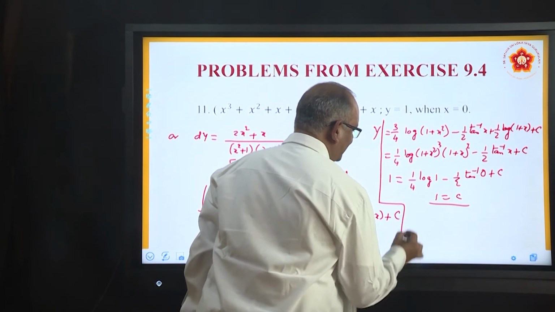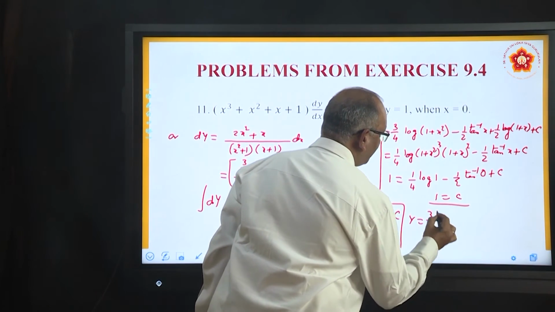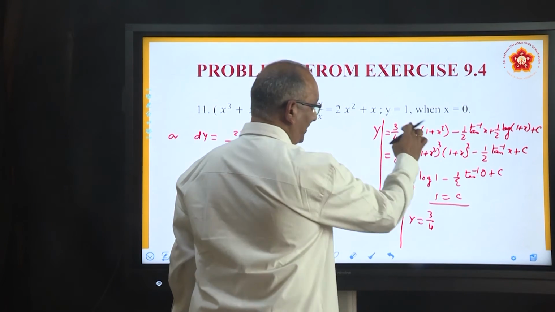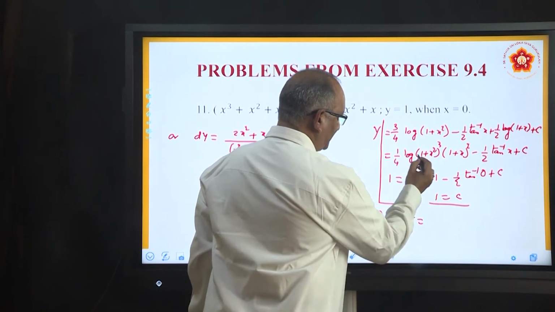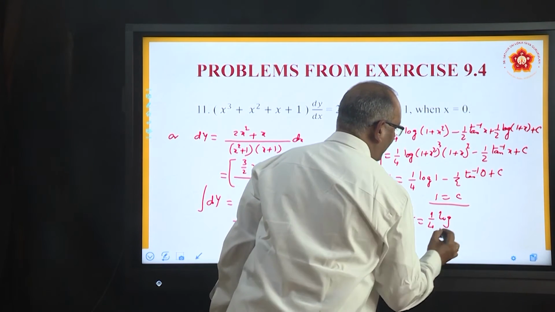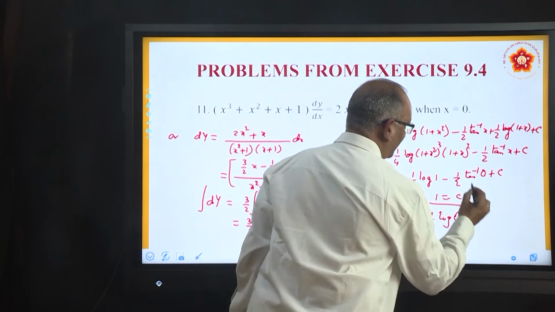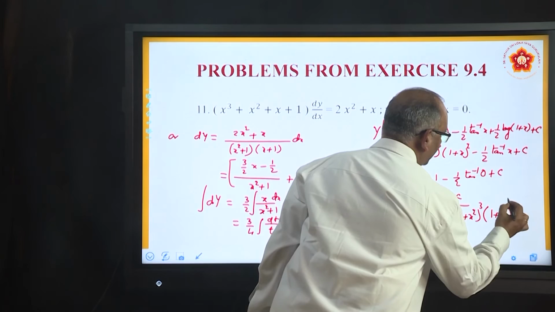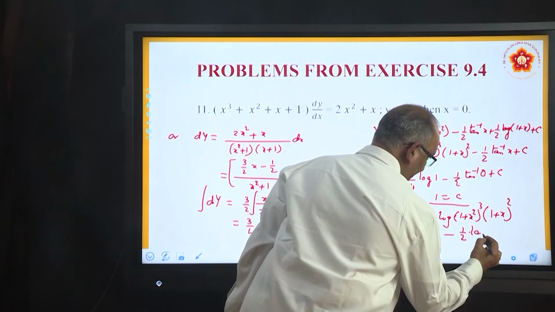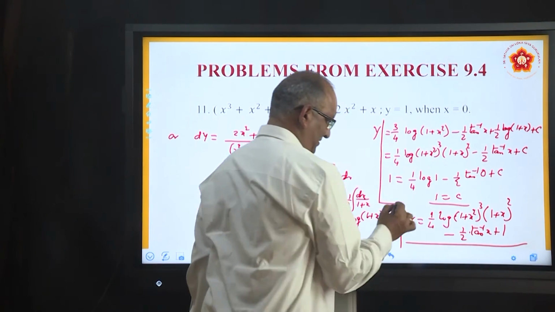So the final answer is y equal to 3 by 4 log, sorry, because we have simplified it, we will not again go back to that. This is the simplified form: 1 by 4 log (1 plus x square) cube into (1 plus x) whole square minus 1 by 2 tan inverse x plus c. What is c? 1. So this is the answer.